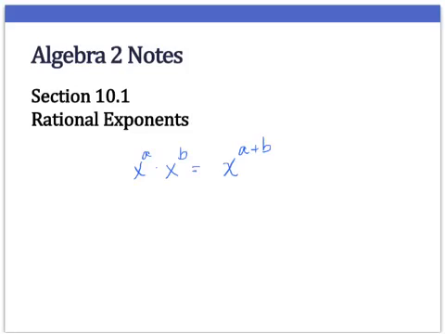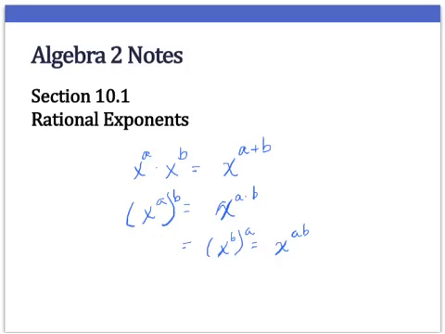If you have a power that's raised to a power, you're going to have x raised to the a times b. Now, this is also the same as if you switch those powers. It doesn't matter which order you multiply a and b. A times b is equal to b times a. These are going to be the same.